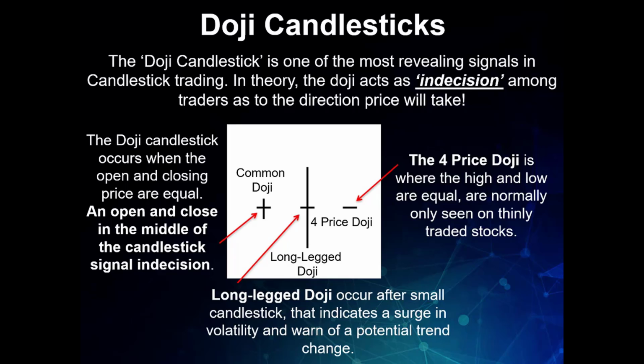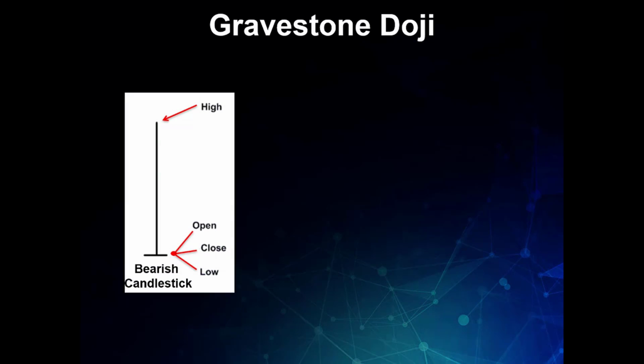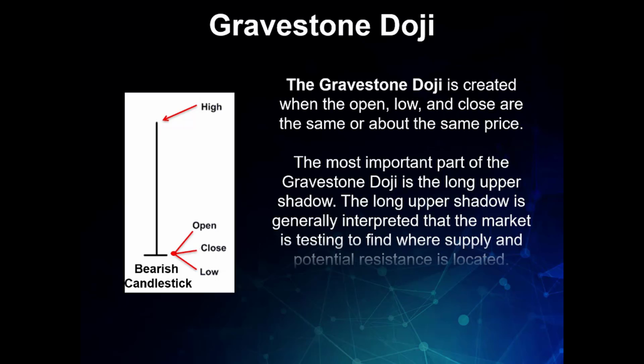And the four-price doji is a little bit rare. The four-price doji is where the open, high, low and close are all equal, and is normally only seen on thinly traded stocks. The gravestone doji is created when the open, low and close are the same or about the same price. As you can see illustrated here, the long stem closes low and opens at the bottom of the stem. This is a bearish candlestick.